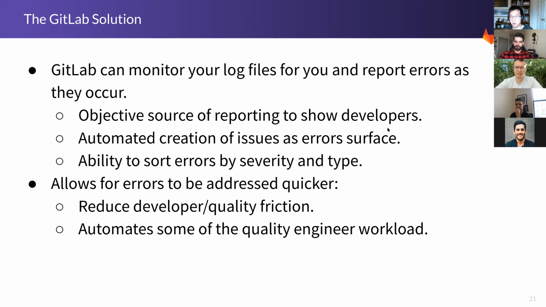So it's not like this argument where a developer is trying to say something and it's not getting through. Now all of a sudden GitLab, which is a robot and an all-automated solution, has reported this. So it's hard to really argue with what our tools are saying, right? We have automated creation of issues as errors surface. As soon as that server problem happens, as soon as that stack trace shows up in our log file, we'll create an issue.